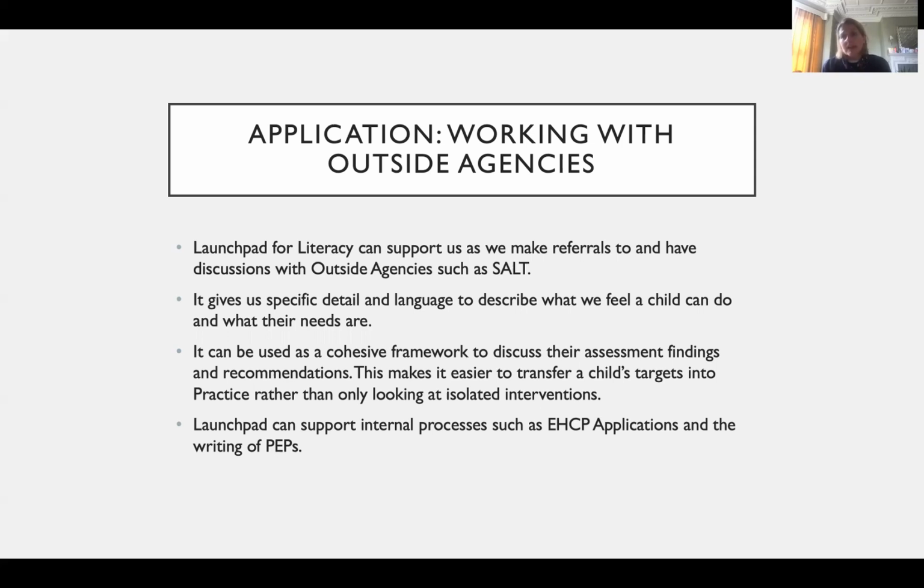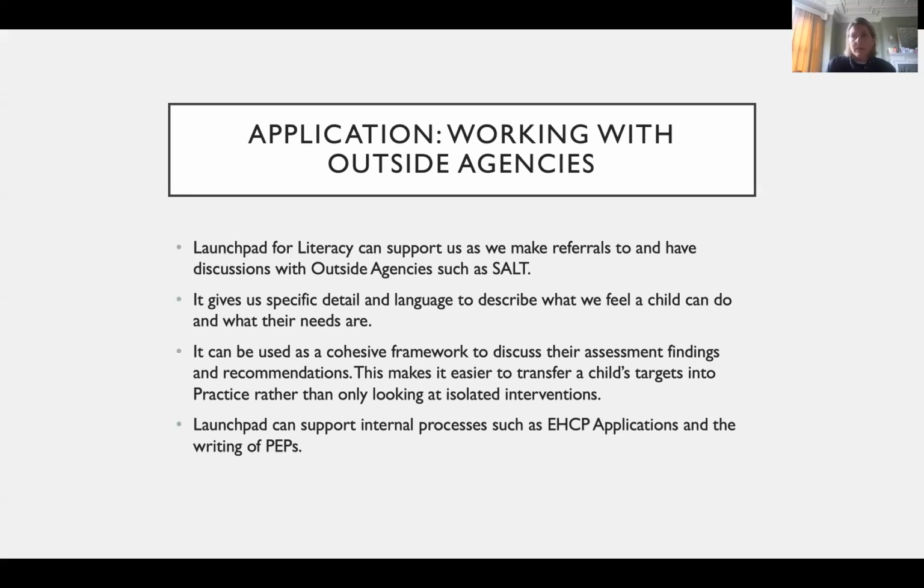And when that outside professional, that outside agency, gives targets, if I know where those targets correlate on the Launchpad for Literacy Skills framework, it becomes much easier for me to think, how am I going to embed that into my practice? Where does that fit in with my curriculum, so that I'm not increasingly seeing what I need to do with that child as an isolated intervention pack, delivering isolated targets, or going through an isolated pack of activities that have been given to me for a specific child.